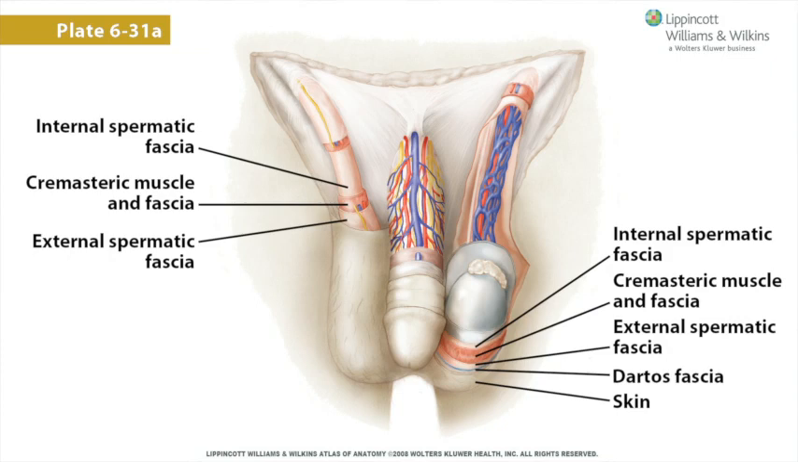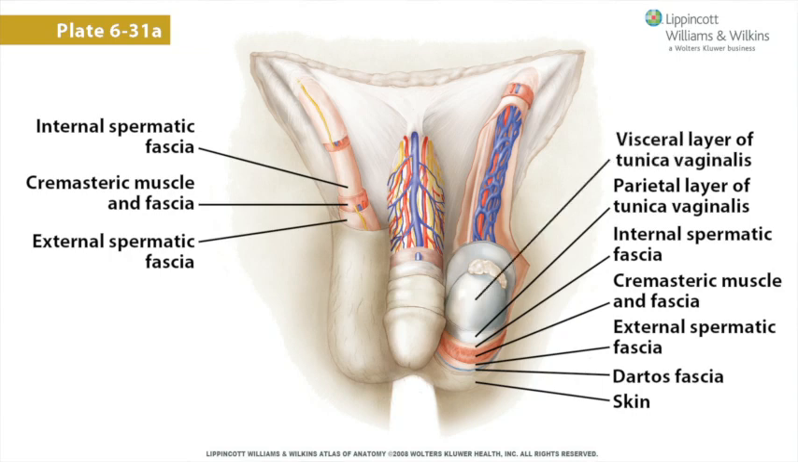The peritoneal remnant of the processus vaginalis, the tunica vaginalis, has a parietal layer adhered to the deep side of the internal spermatic fascia, and a visceral layer that covers the anterior and lateral sides of the testis and part of the epididymis, which will be described shortly. The tunica vaginalis is only found at the level of the testis and is not a component of the spermatic cord.